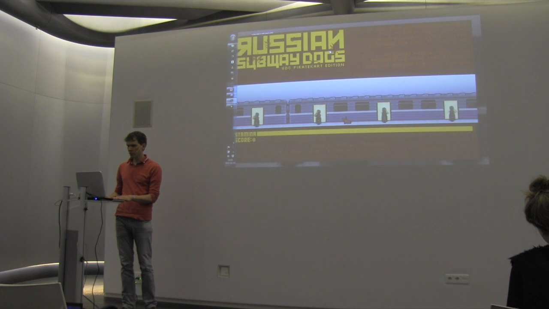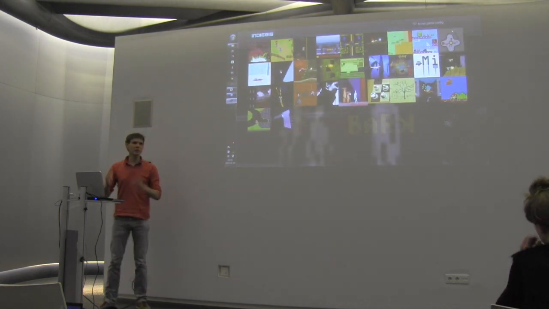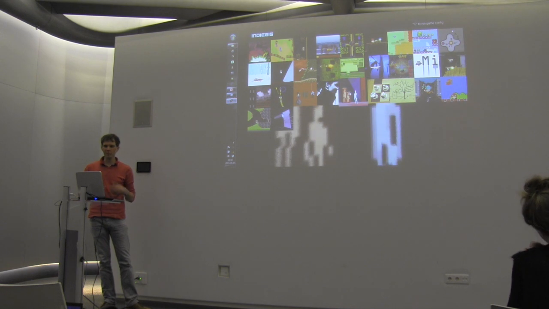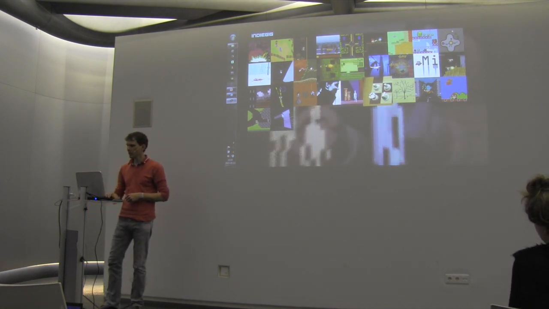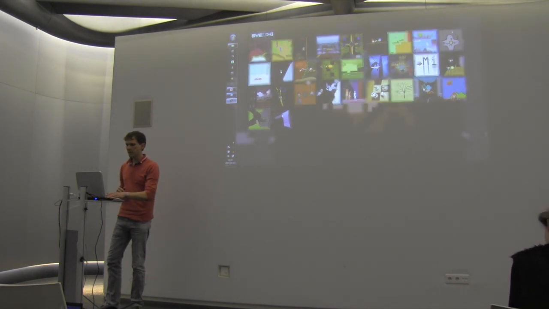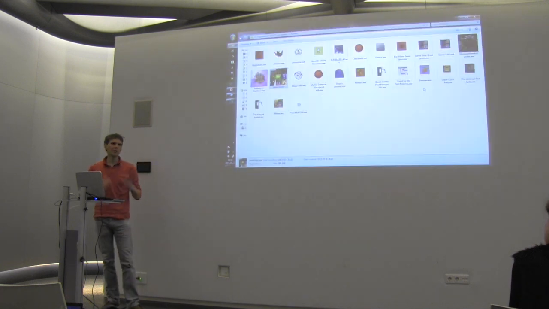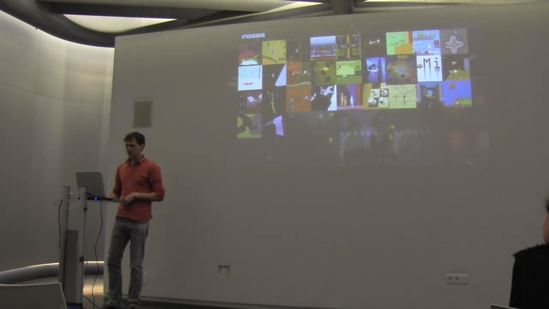So here you can play this game, Russian Subway Dogs. You can collect these models from around people. Get points, it's very easy to get out again, escape, and you can try new games. So in this way it's very quick to explore new games and try them out. Okay. So you can move there with the mouse or keyboard. I just grab those games from the internet, all freely available ones. Okay, this is how it looks.